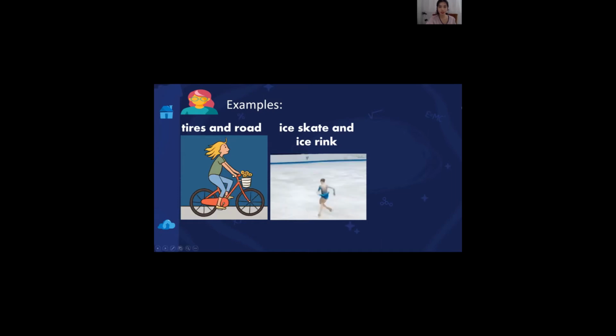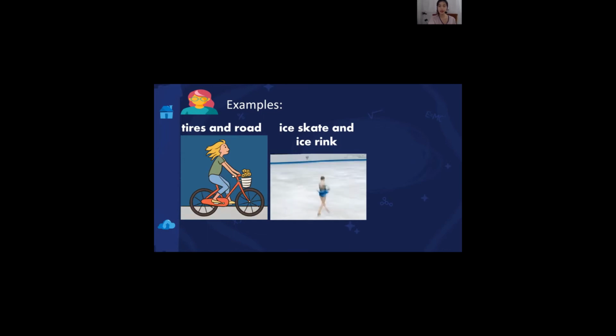Okay, so when you want to try ice skating, of course you will go to an ice rink, not in the grassland or in the sand, right? Because in the ice rink, the friction is low. When the friction is low, the ice is smooth, okay? That will help you glide across the ice, okay?